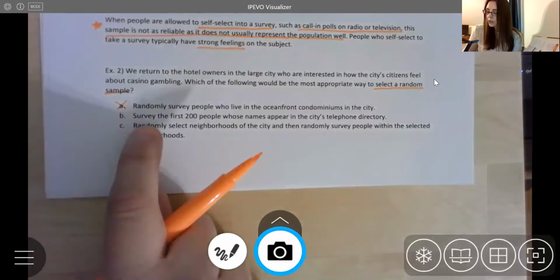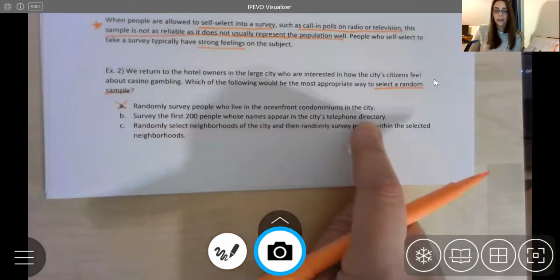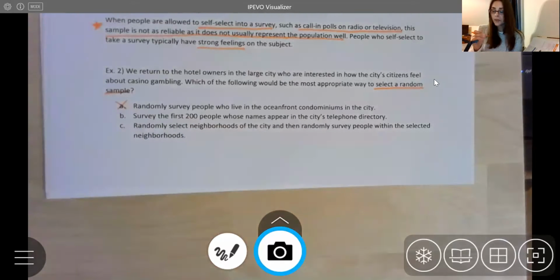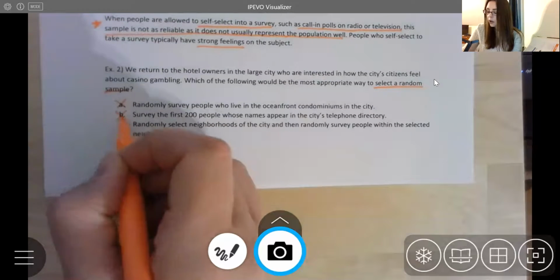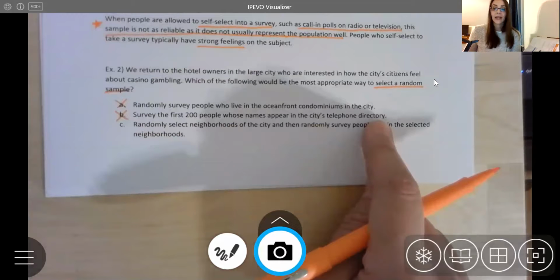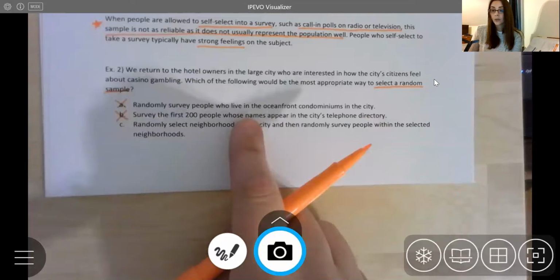The second one says we're going to survey just the first 200 people whose names appear in the telephone directory. Again, this is not random at all. You're taking the whole first 200. And also here, not everybody in the city may have their name in the telephone directory. A lot of people choose not to have their name in the telephone directory. A lot of people now have cell phones, which may not be listed. A lot of times landlines were originally listed in telephone directories. And again, it's just the first 200 names. So this is not a random sample at all.